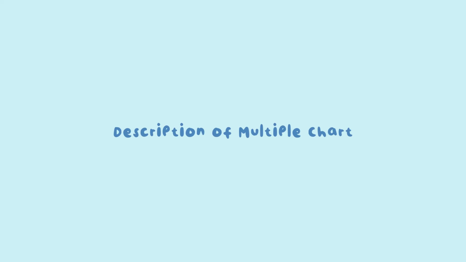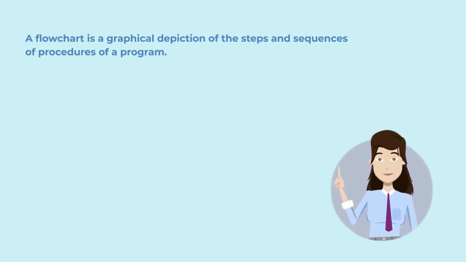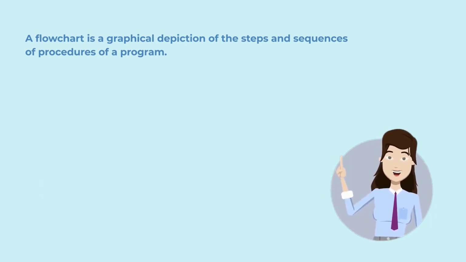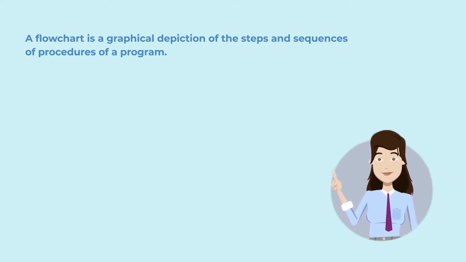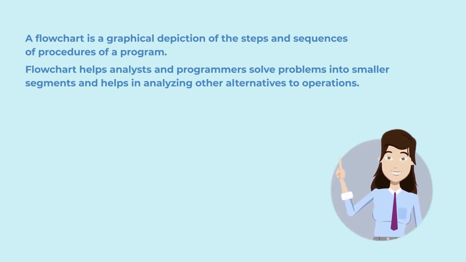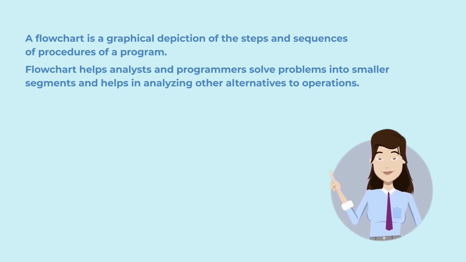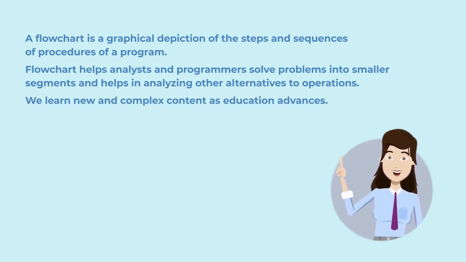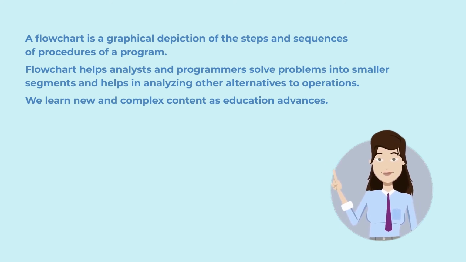Description of multiple chart. A flow chart is the graphical depiction of the step and sequence of procedures of a program. Flow chart helps analysts and programmers break problems into small segments and helps in analyzing other alternatives to a question. We learn new and complex content as education advances.